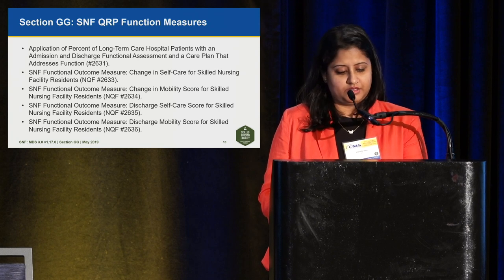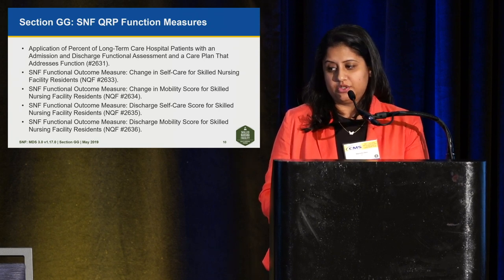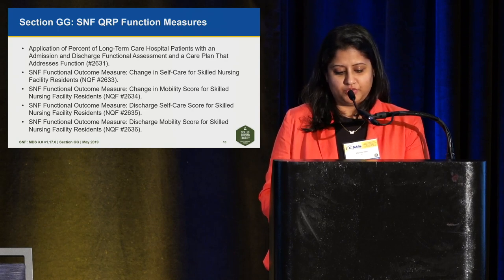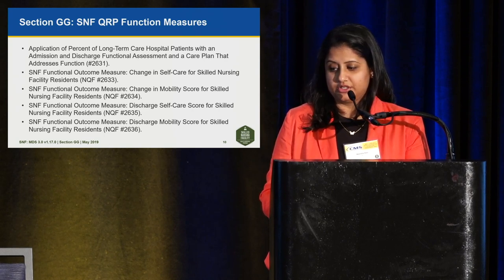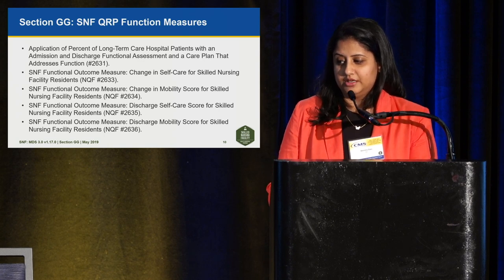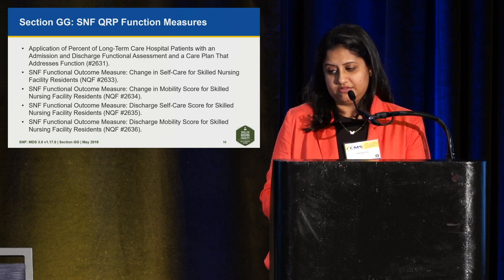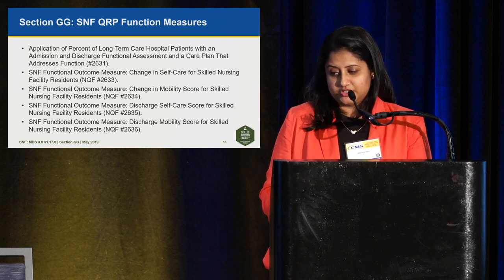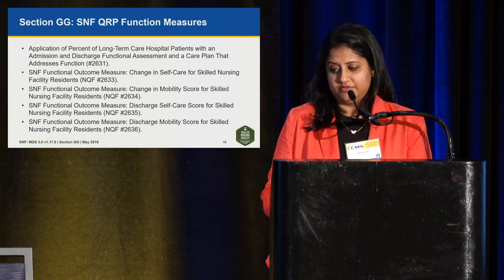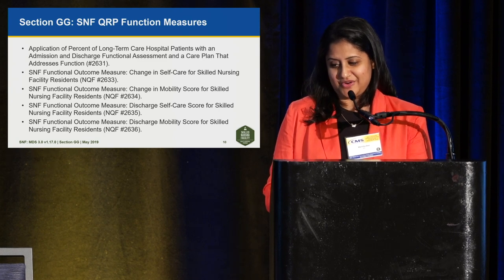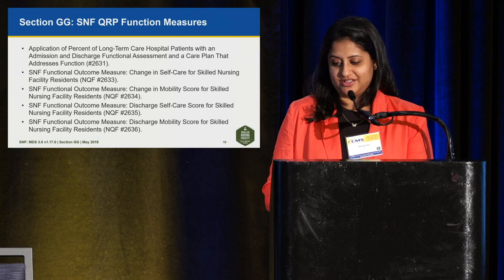Here we have the SNF QRP function measures. The first measure is an existing process measure, and the four following are the new outcome measures: the SNF functional outcome measure for change in self-care for skilled nursing facility residents, the SNF functional outcome measure for change in mobility score for skilled nursing facility residents, and then the SNF functional outcome measures for discharge self-care score and discharge mobility score for skilled nursing facility residents.